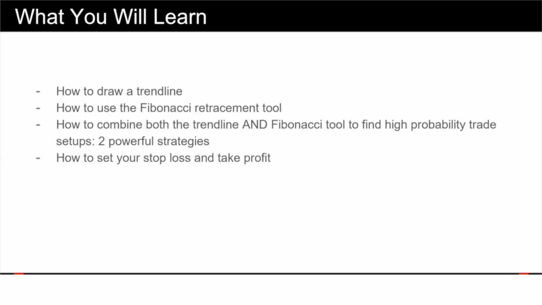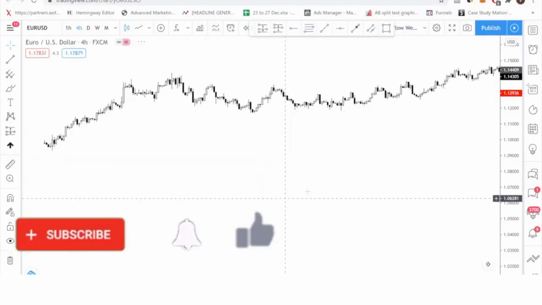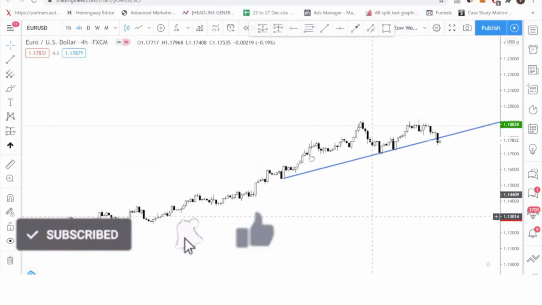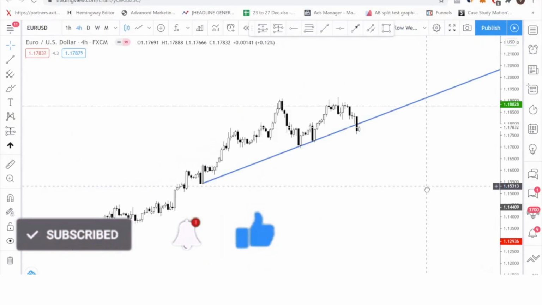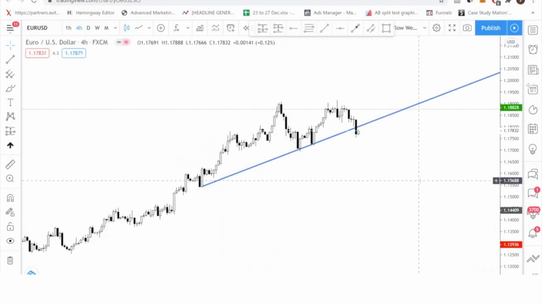Let's get into the charts. I want to show you how to draw a trend line first. Over here, I have the charts. This is the platform that I use. It's a very good web-based platform called TradingView. Just in case you do not know, it's a free trading platform that you can check out.